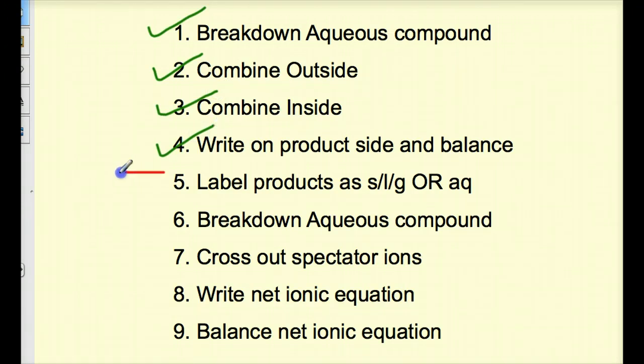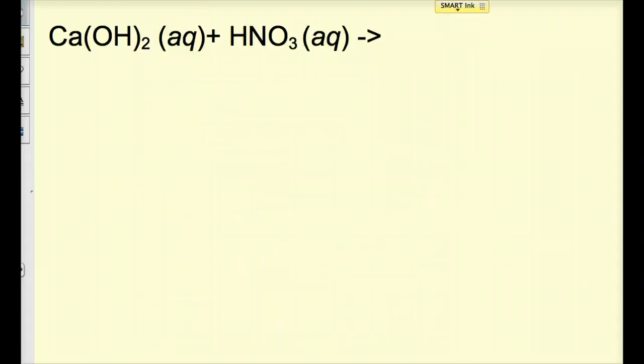Today, we're going to focus on steps 5, 6, 7, 8, and 9. Number 5, we're going to need to use the resource sheet that I've given you to find out how to label these as solid, liquid, gas, or aqueous. Then again, I break down my aqueous compounds. A new step is to cross out our spectator ions. And finally, I write the net ionic equation, and as always, I balance.